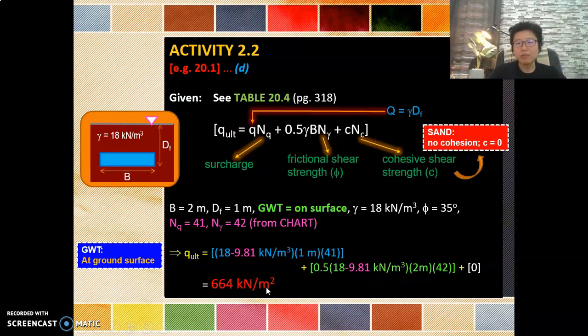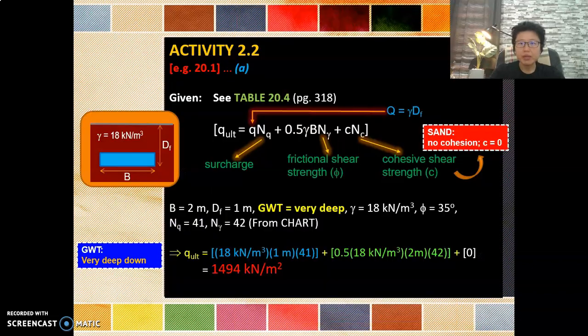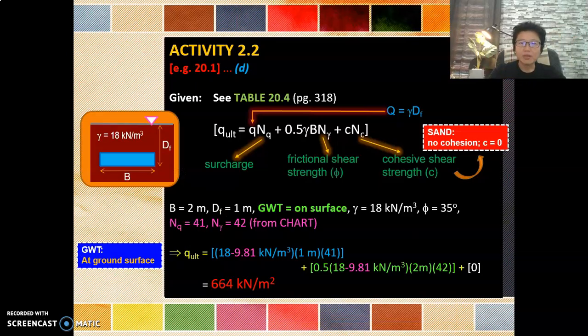So the last bit I want to remind you is that, look at the number here with the groundwater at the ground surface, 664, compared to 1494 if the groundwater is far, far away. It is half. So see the significance of having the groundwater, how bad the groundwater level can be if it's too near or at the surface of your foundation. So that's all we have about the foundation bearing capacity analysis example. Alright, that's part 1 of it.